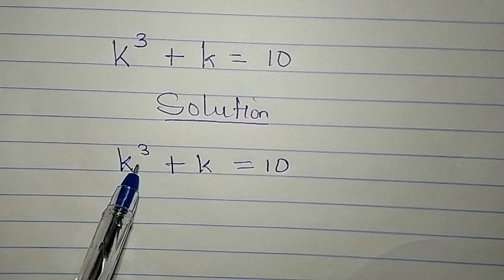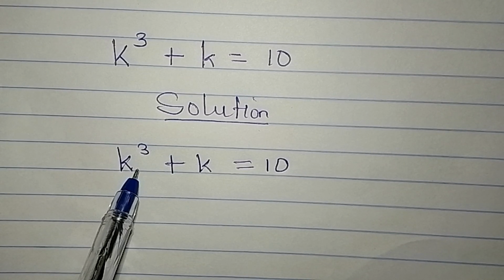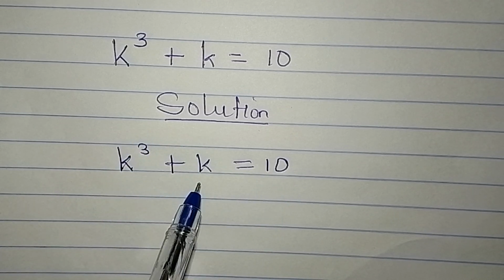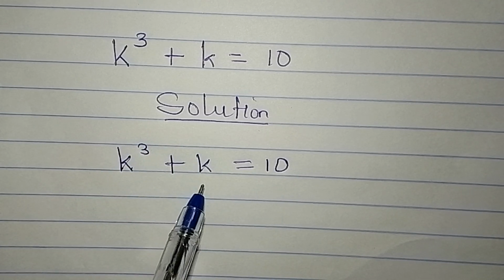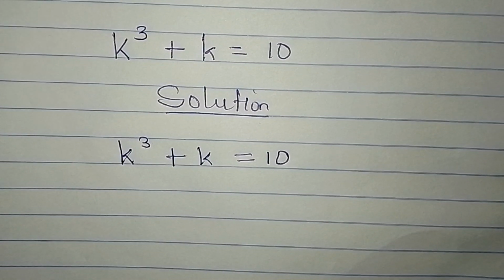And if the power is 1, you'll be having one solution. If it is 2, you'll be having two solutions. But in this case, the three of them will not be real solutions. So let's solve this and look at what we are going to get.